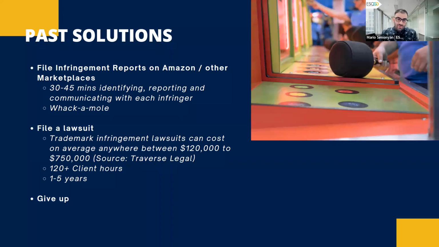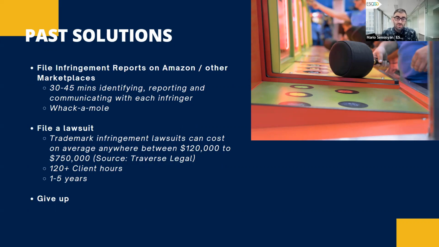Past solutions. What have Amazon sellers done in the past? One, you could go ahead and file IP complaints, whether on brand registry or other channels. And that's going to take you on average about 30 to 45 minutes to find them, to file the complaint, to sometimes communicate with them. And while that seems pretty easy, it's not very effective, because now you've created this whack-a-mole game where you may get rid of one ace and now you've got 2 or 3 other aces popping up, whether it's the same seller or maybe they're using another legal entity or another seller account to list these.